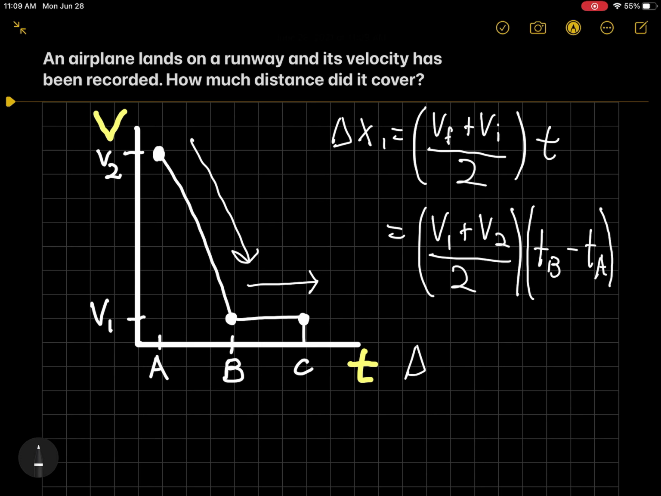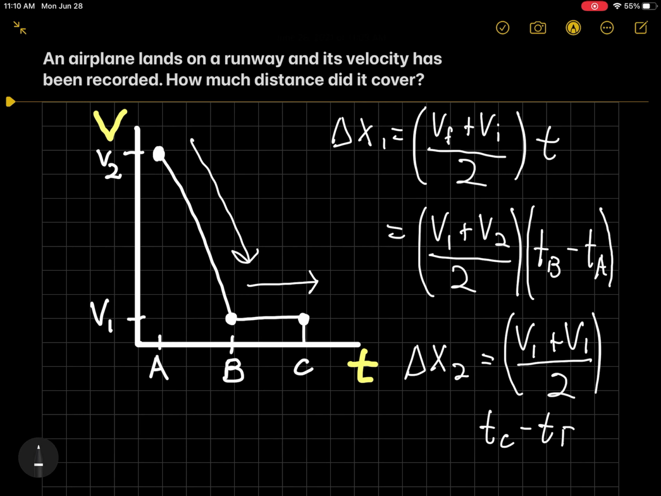Now if we look at the second section, where it just had a constant velocity, that will just be velocity 1 plus another v1 over 2. And this time the time is just the difference between the time at point C minus the time at point B. And there you have it. So in order to answer how much distance did it cover, all we have to do is add x1 plus x2.